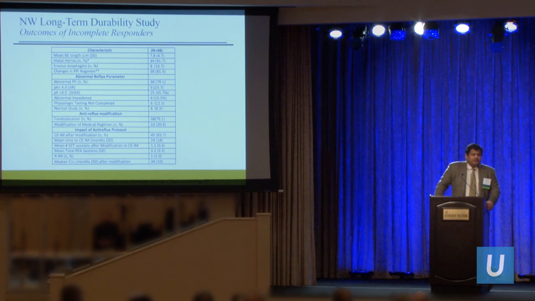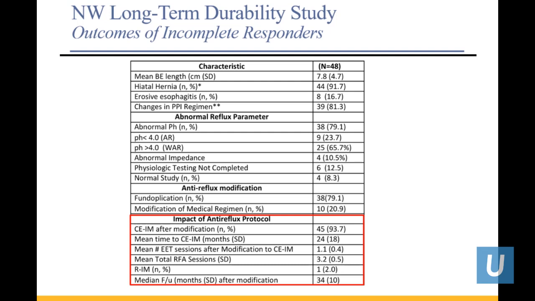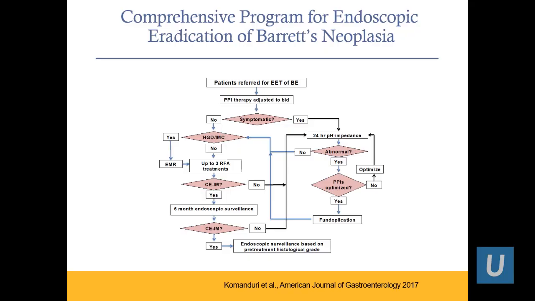So again, this is a study showing outcomes of incomplete responders. This is why we have you recommend anti-secretory therapy. In patients with a complete eradication of intestinal metaplasia, there were 48 patients who didn't respond, and after they got their modification of their medical regimen, they were able to get eradication. And most of the time they just needed one additional treatment to do it. So you have to control the pH in order to get rid of it and to keep it away, okay? And then this is a paper from Dr. Komanduri in the American Journal of Gastro this last year showing their regimen of how they do this, and I won't, in interest of time, discuss that.